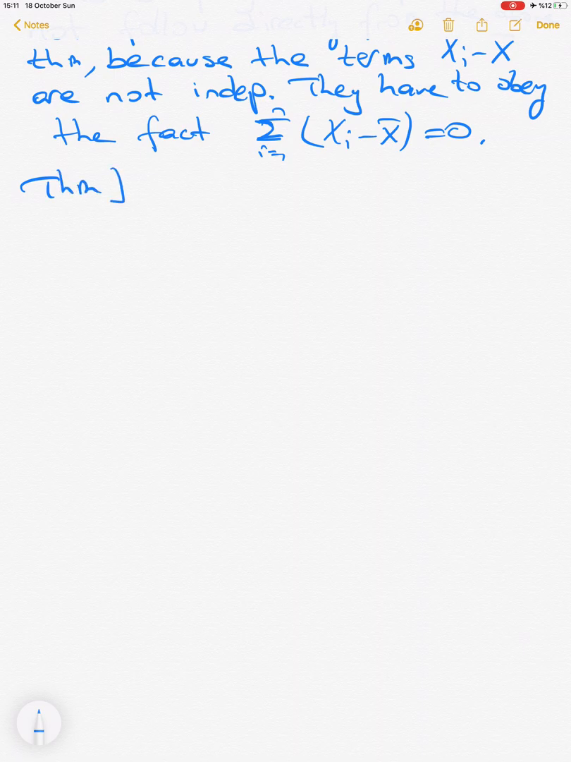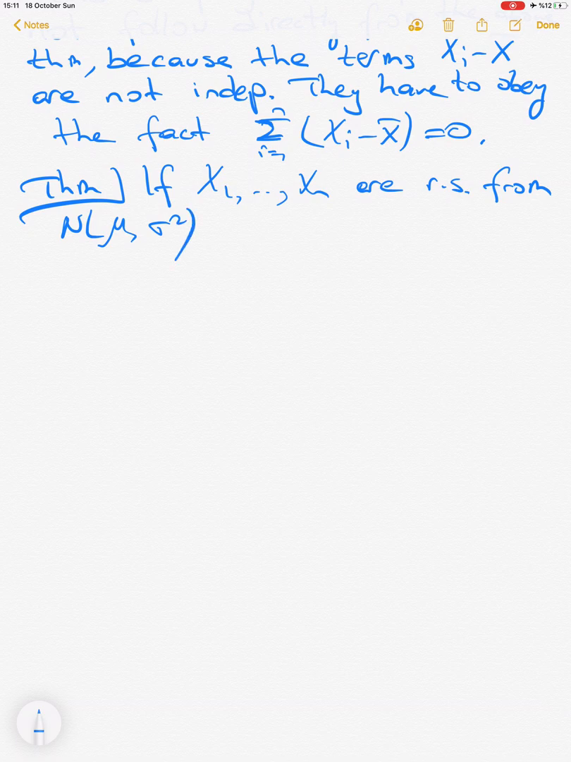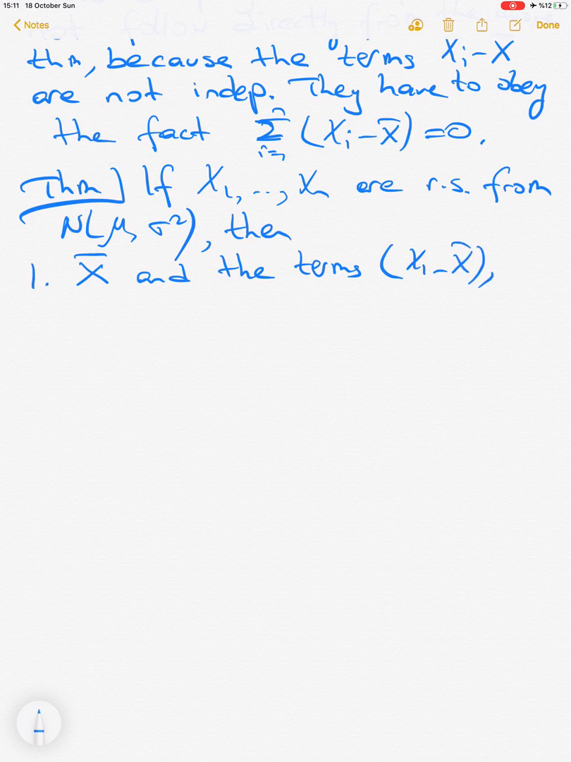So we have a theorem with 3 sentences. If x1 to xn are forming the random sample, so they are independent identically distributed random variables from normal with mean mu and variance sigma square, then the first condition: x bar and the terms x1 minus x bar, x2 minus x bar, up to xn minus x bar, they should be independent.